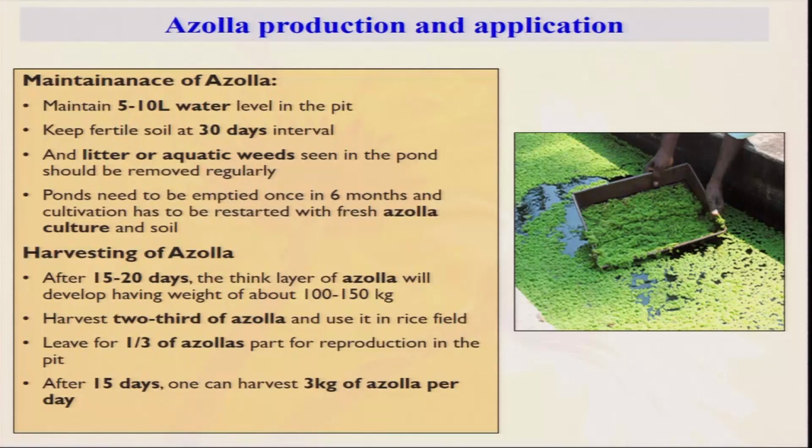So, after 15 to 20 days the thick layer of azolla will develop, 100 to 150 kilo. The multiplication varies, right. Harvest two-thirds, you can use in the rice field. Everywhere when you grow rice, there is some standing water. If standing water is there and we apply this azolla in the rice field, it will multiply and cover the whole field.